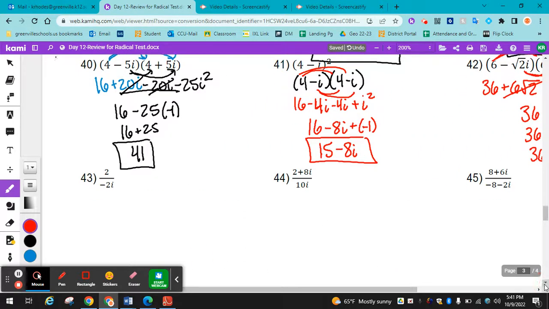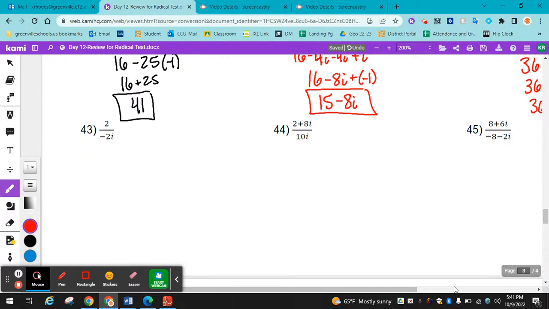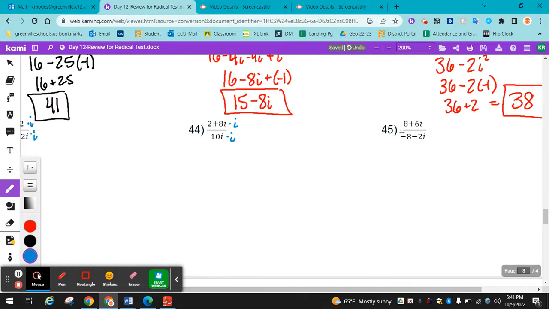All right, the bottom are all divisions with imaginary. If it is just one term, you can just multiply i to the top and bottom. If it is a binomial, two terms on the bottom, then you have to multiply by the complex conjugate, plus 2i. And you just change the sign of the middle term, plus 2i. So since it was a negative 8, it stays a negative 8.